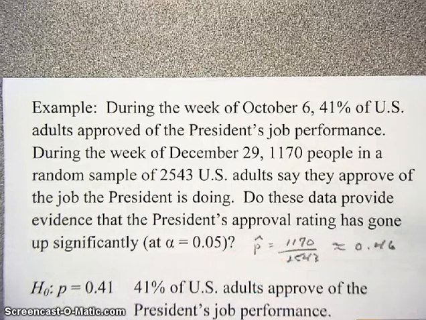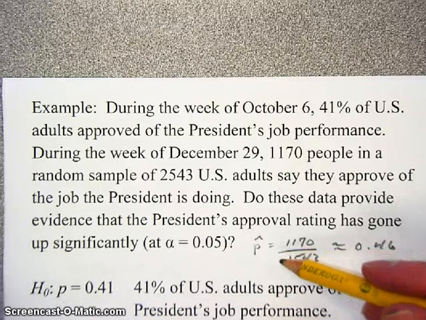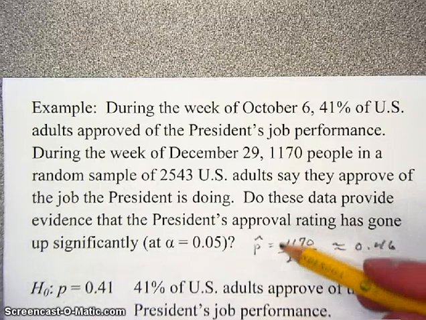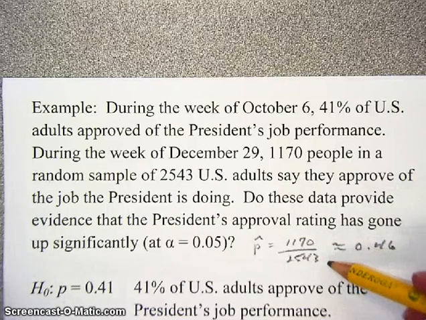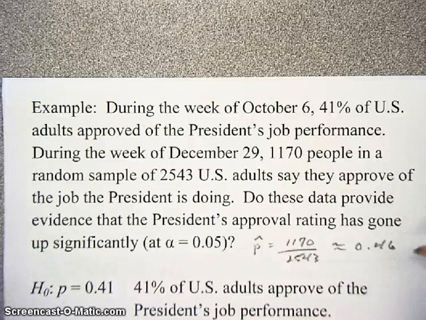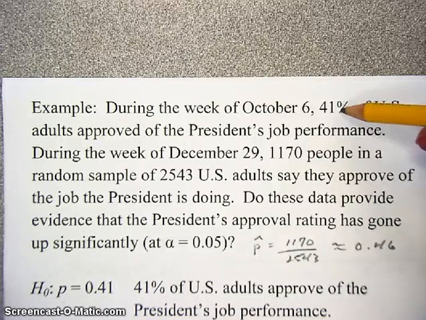So we'll select that level of significance. The sample proportion P hat is just the number of successes in the sample, 1,170, divided by the sample size, 2,543. And that's about 0.46. We want to see if this 0.46 is significantly above that 0.41, or 41%, that we had back in October.